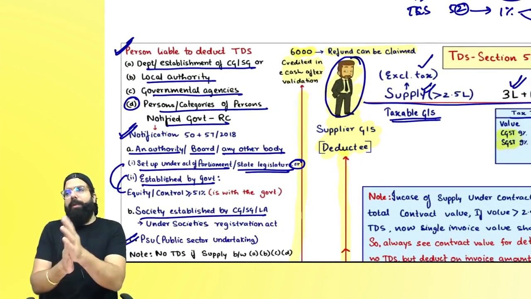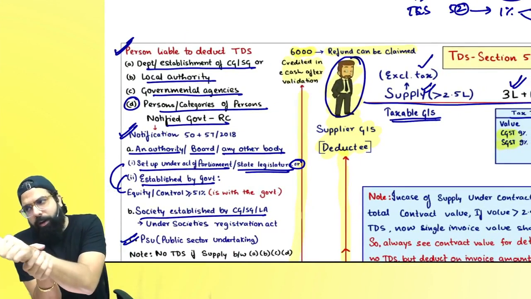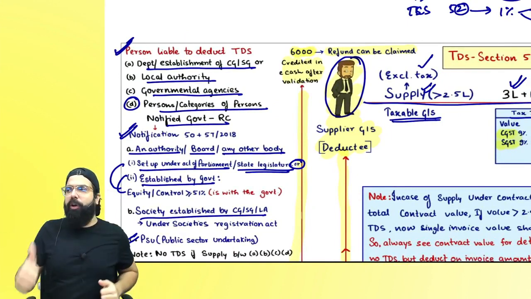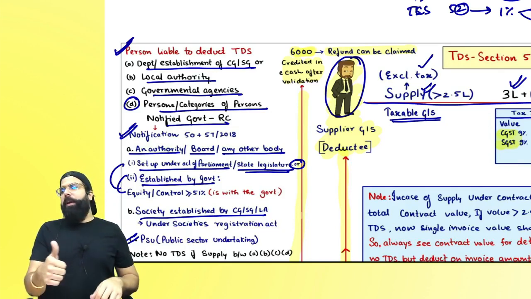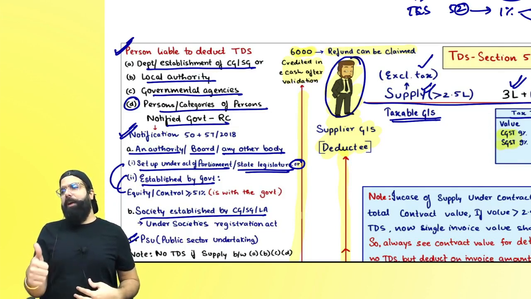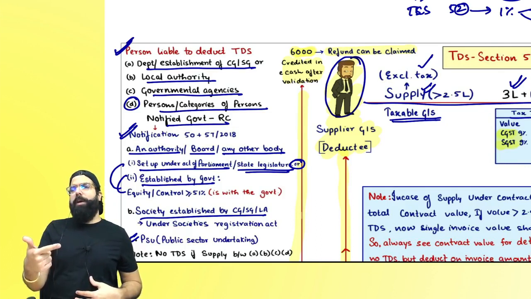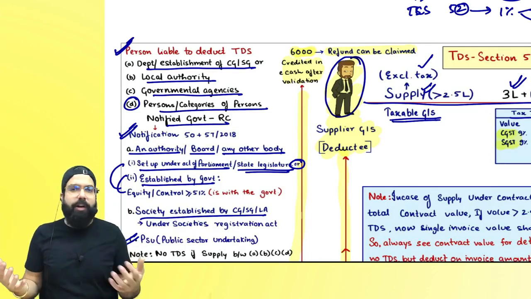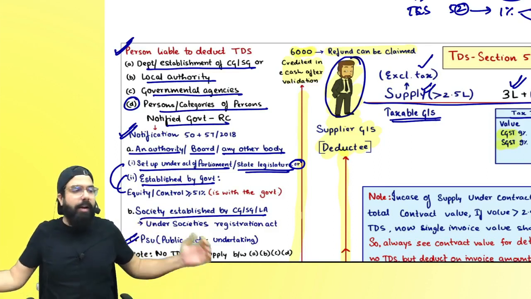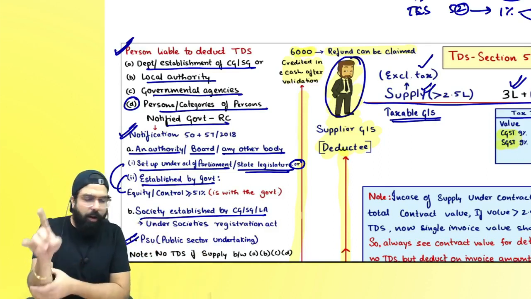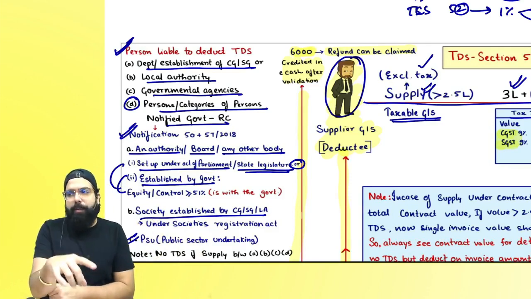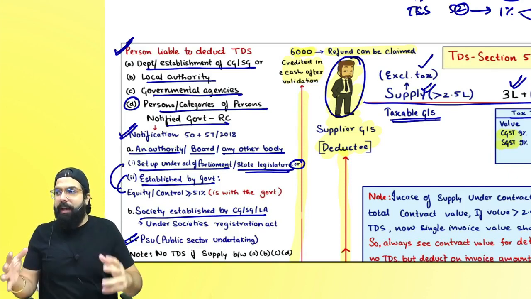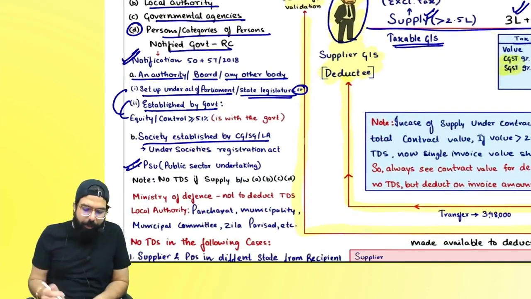Always remember, TDS has to be deducted by whom? Department of Central Government, State Government, local authority, governmental agency, or notified category. Notified category is an authority, board or any other body established by an Act of Parliament or state legislature or established by the government, with equity or control greater than 51% with the government. Or you are a society registered under the Societies Registration Act, which is basically a society formed by the Central Government, State Government or local authority, or it is a public sector undertaking. Then also you are a notified category liable to deduct TDS. Right, everyone? Always remember one thing.